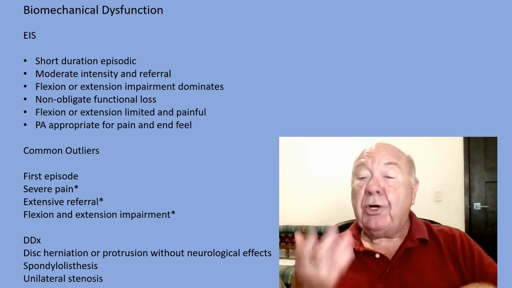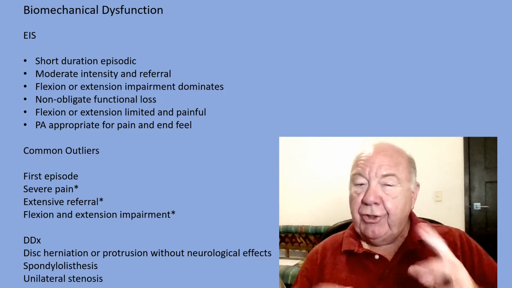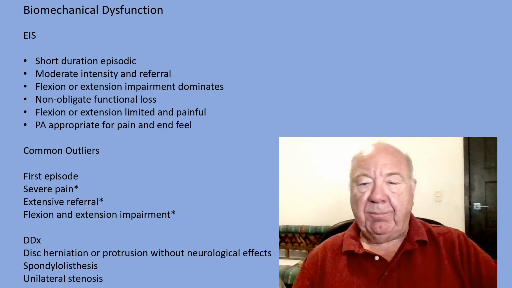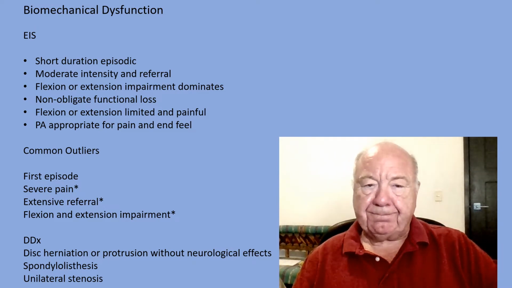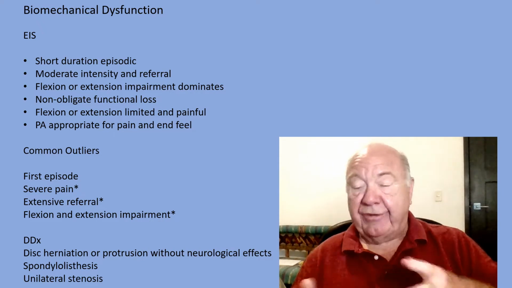Or it could be hypertonic if there's enough nociception. So we're looking for neurophysiological responses that would give you an idea that there is a biomechanical dysfunction present. The outliers of this are more common outliers, which are not terribly common.